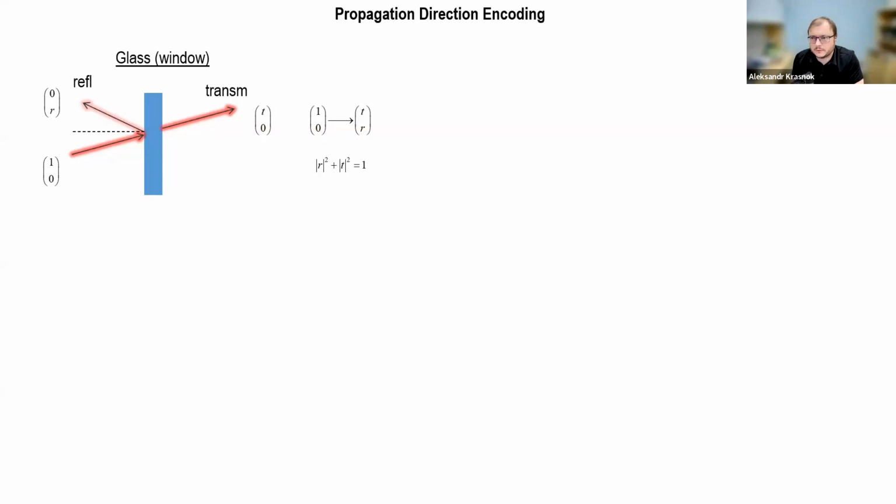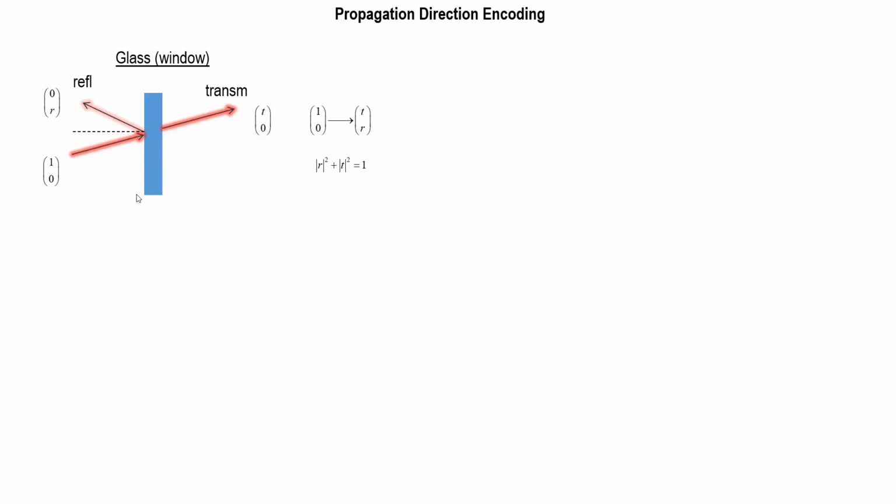However, it's very interesting to think about this process in terms of one single photon. The same holds for one single photon. When one single photon comes to the window, it also somehow decides either to propagate through or bounce off, or reflect from the glass.